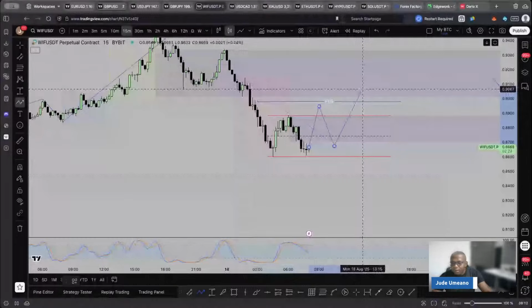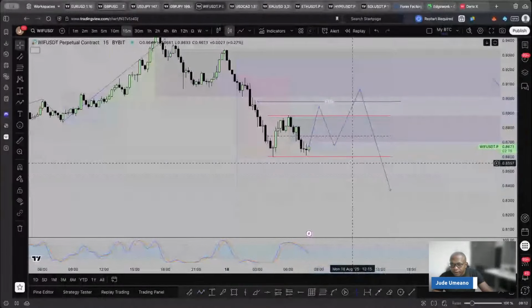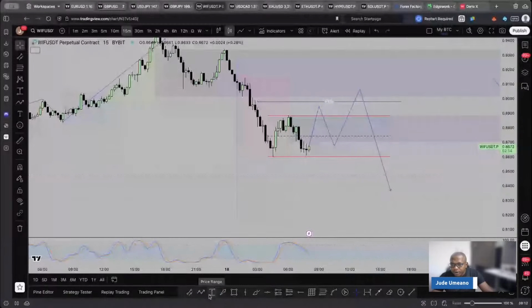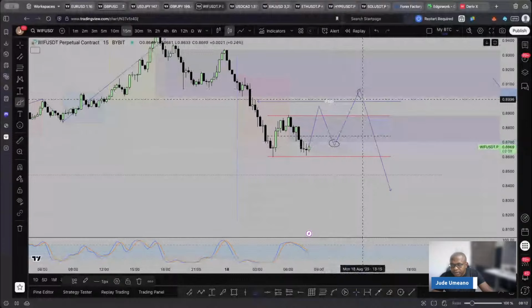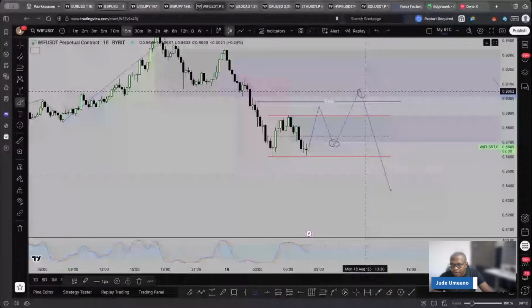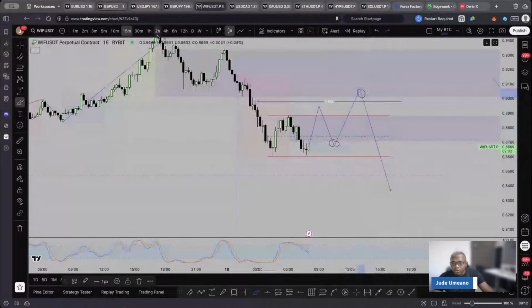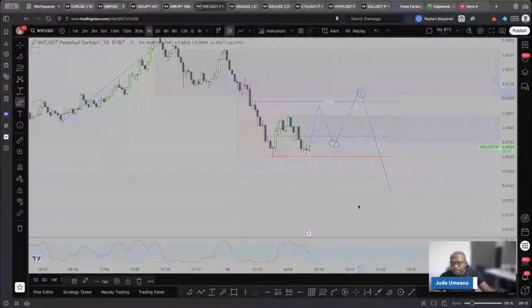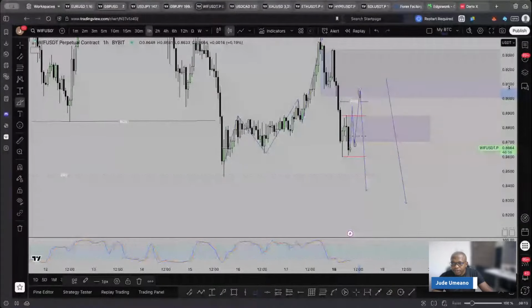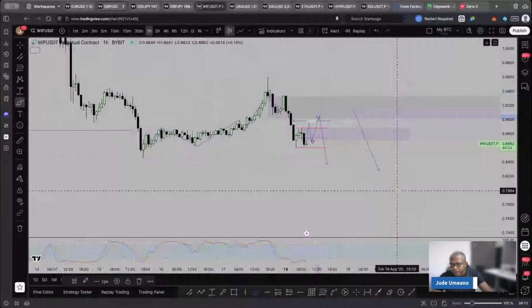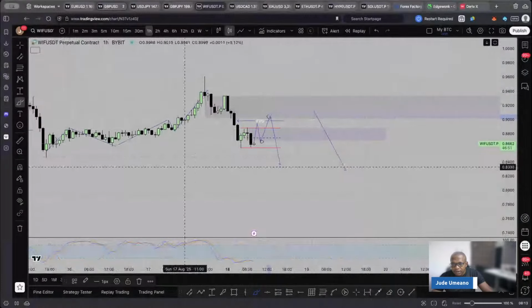But I'm only interested in trading from here to here. I'm not interested in what is happening before. Before I consider going lower, I have to go back maybe to the 1 hour and make sure the conditions are right before I take that. So that is WIF.